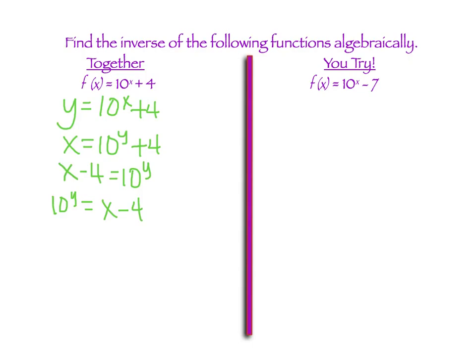Okay, so I'm going to have the log base 10. Now here's my base, and this is our argument, and it's going to be equal to y. So log base 10 of x minus 4 is equal to y. And voila, we have y isolated on one side of the equation. We have solved for y. So now all we have to do is rewrite this using function notation.